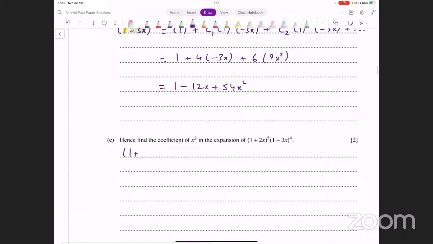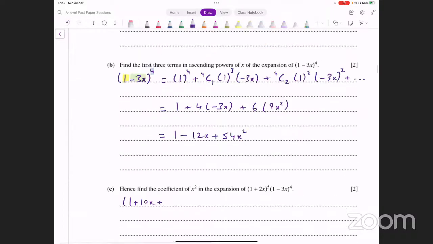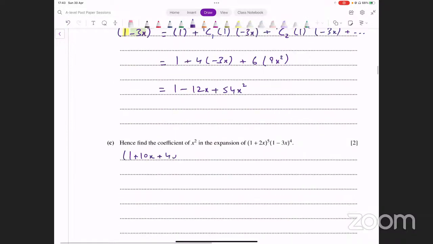You have 1 plus 10x plus 40x square into 1 minus 12x plus 54x square. ये दो आपके पास एक्सपेंशंस है. इनके प्रोडक्ट में आपको क्या करना है, कोएफिशिएंट ऑफ x स्क्वायर निकालना है. Now you don't have to expand this whole thing.